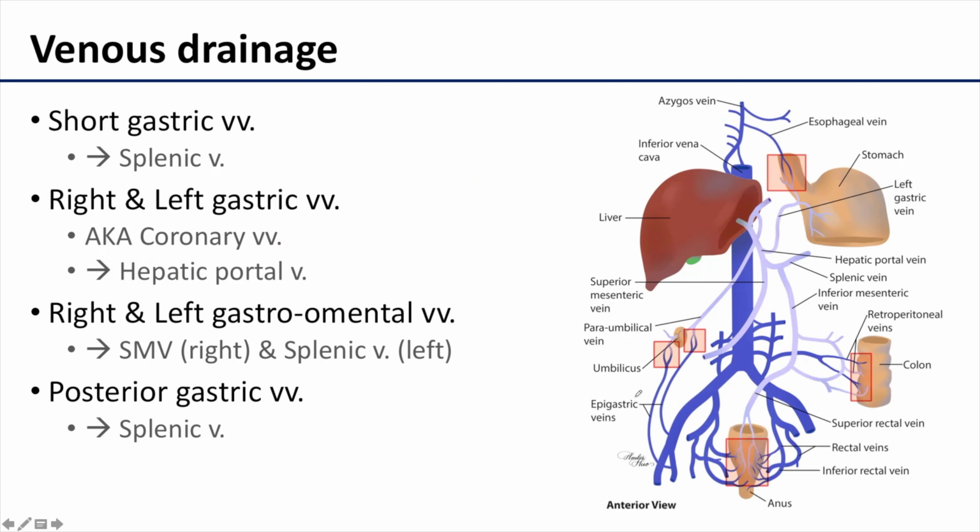In terms of the venous drainage of the stomach, many of these veins are named according to their arterial counterparts. So for instance, there are short gastric branches of the splenic artery, and there are short gastric veins that feed into the splenic vein. There are also right and left gastric veins, which are known as coronary veins. These veins, like all of the veins of the gastrointestinal tube, are going to coalesce into the hepatic portal vein so that the nutrients absorbed by the gut wall can be delivered to the liver.